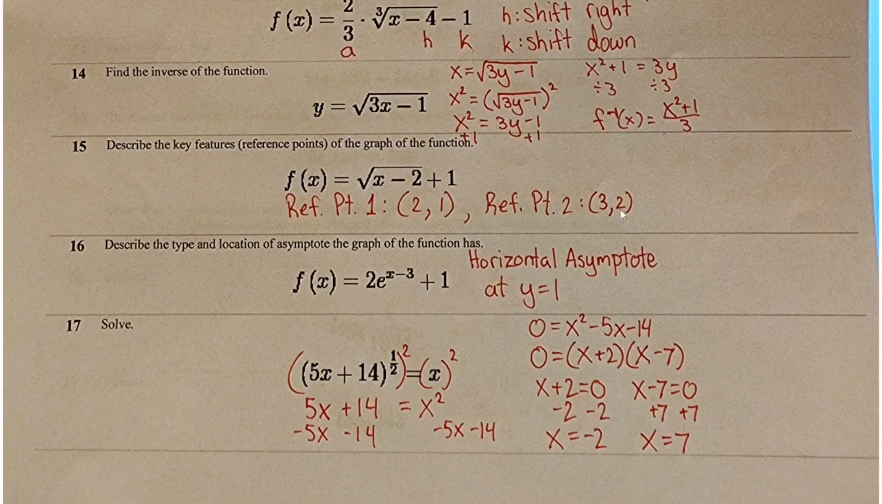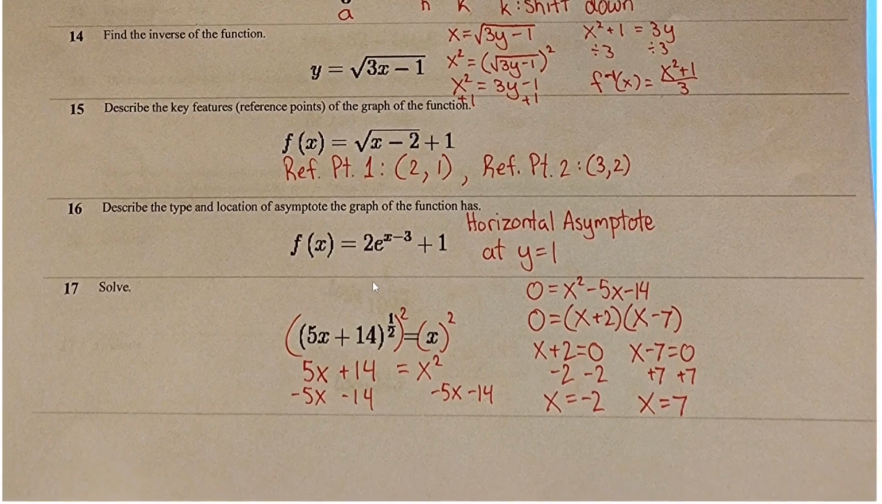Now that 0 turns into a 1. And again, the reference point, it was originally (1, 1). We already increased the x value by 2. We're going to increase the y value by 1, and we get the point (3, 2). So that's number 15.